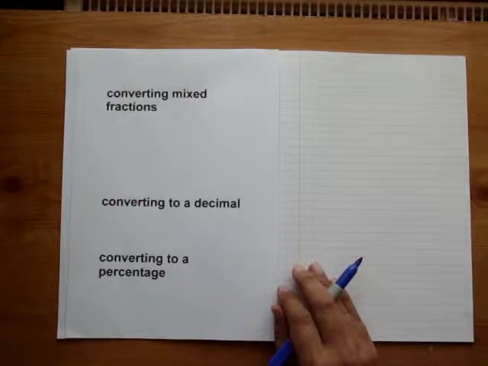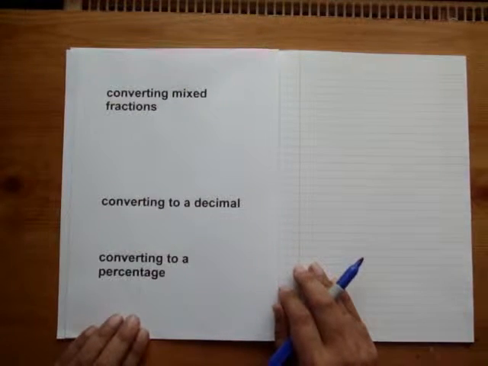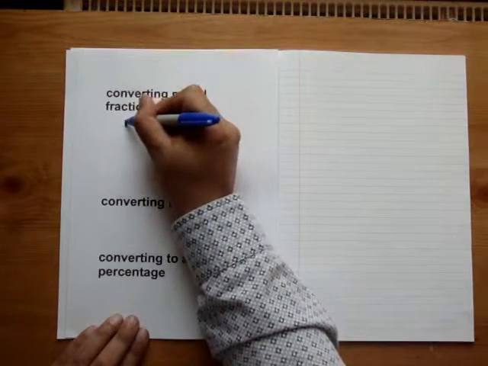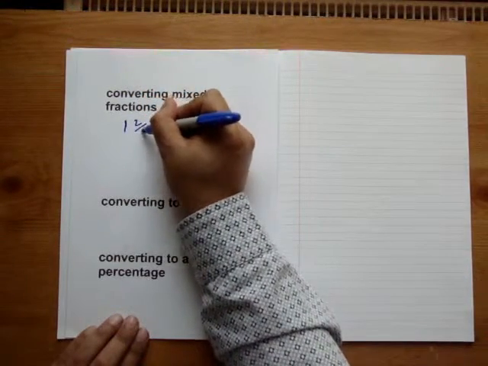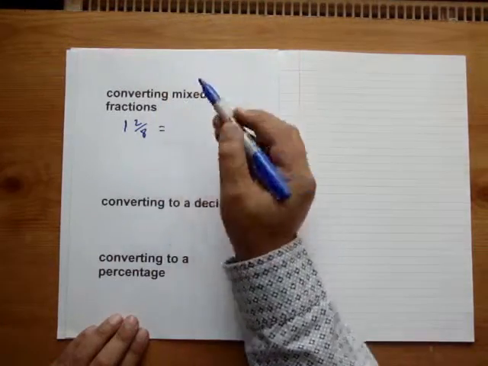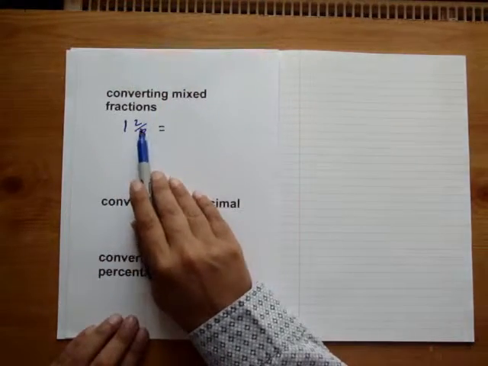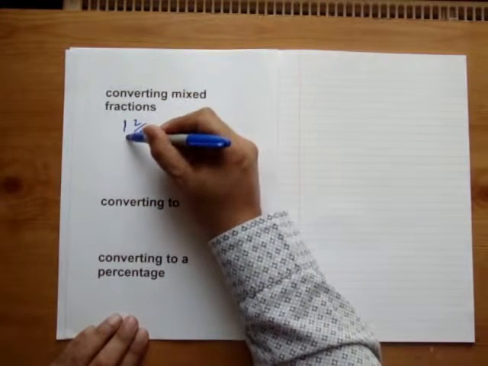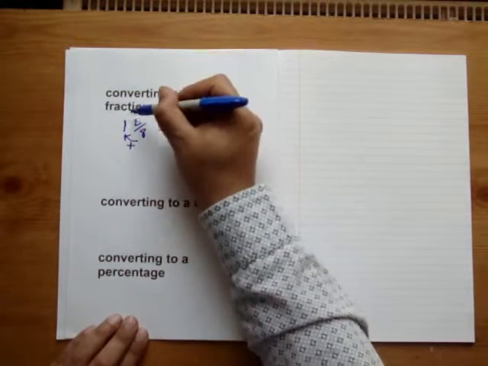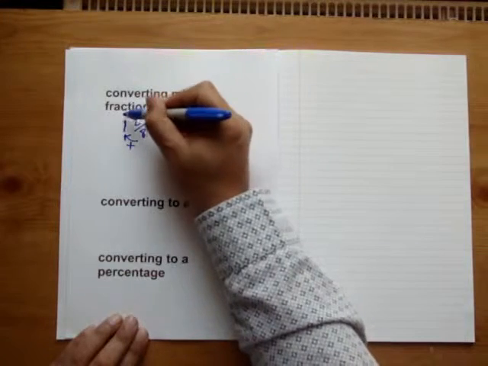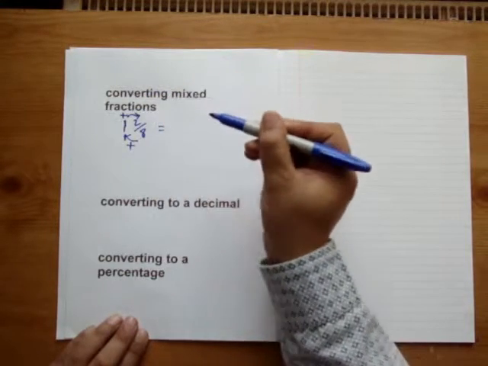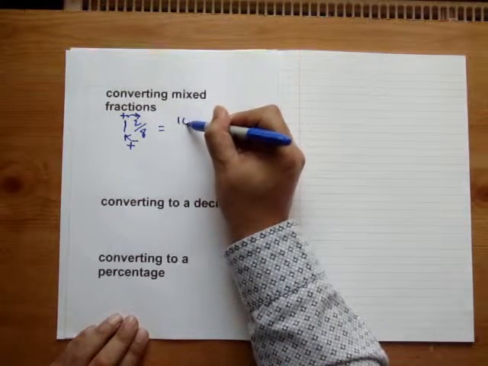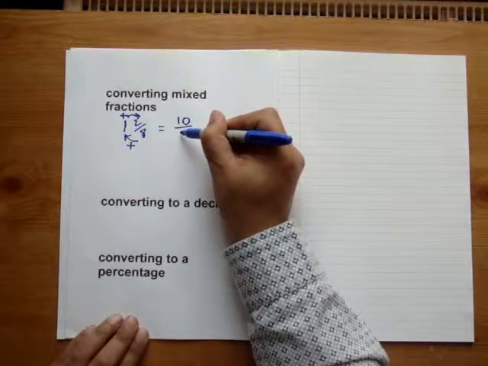In mixed fractions, say we have 1 and 2/8. So what we do is multiply the 1 by the 8 and add it to 2. So 8 multiplied by 1 and add 2, 8 plus 2 is 10 over 8.